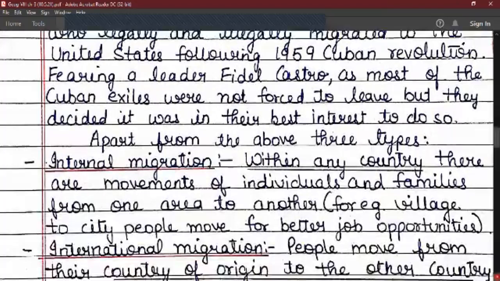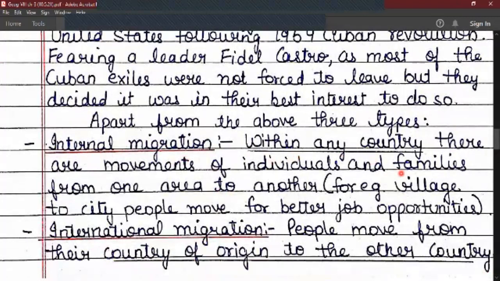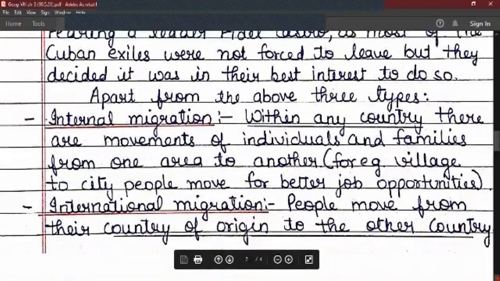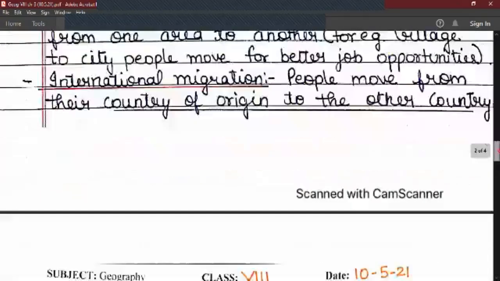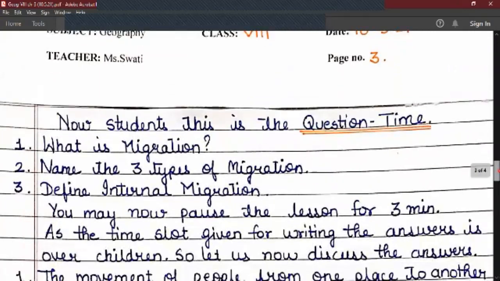Apart from the above three types, we have another type of migration, that is internal migration, that is within any country. So there are movements of individuals and families from one area to another. Say, for example, village to city, people move for better job opportunities or education. Next is international migration. Now, people move from their country of origin to the other country, the destination. So, students, these are the types of migration.